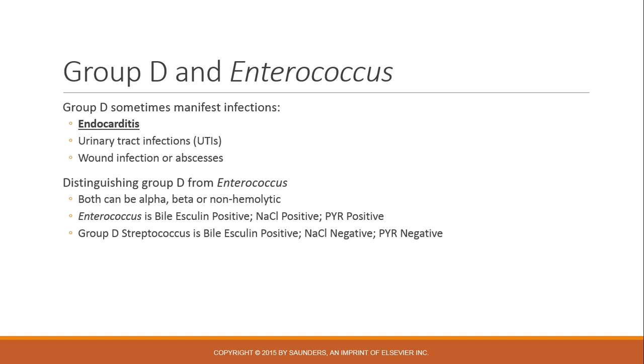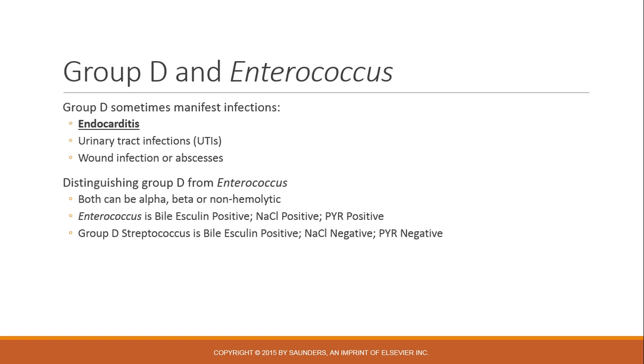Now group D and Enterococcus, group D can cause endocarditis also, but it's not subacute endocarditis. I don't know what subacute is, honestly. I've never Googled it, but just always recognize SBE with Viridans and endocarditis with group D. It can also cause urinary tract infections, wound infections, abscesses.